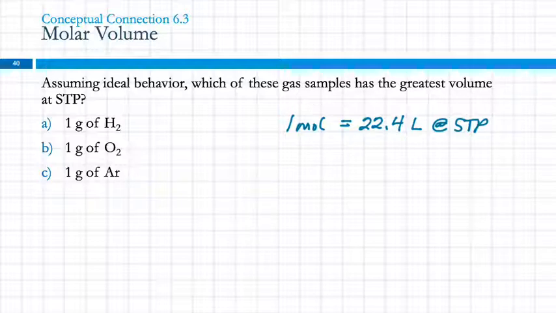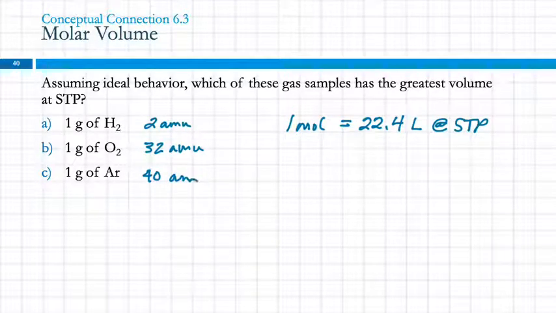You could do this without calculating. So each argon atom weighs 40 atomic mass units. The hydrogen is 2 atomic mass units. Oxygen's 32, because those are diatomic. And this one's 39, close enough, 40. So we have equal masses of these. Which one's going to have more atoms or molecules in it?